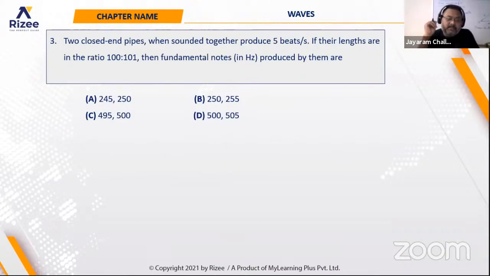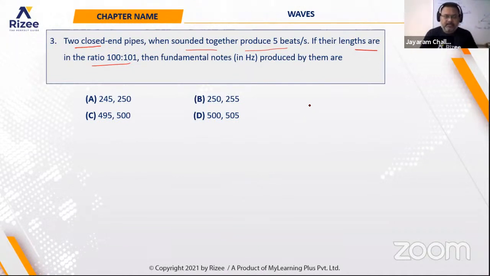Now coming to this one. Two closed end pipes when sounded together produce 5 beats per second. Both pipes are closed end pipes only. If their lengths are in the ratio 100 is to 101, then what will be their fundamental notes, they are asking.